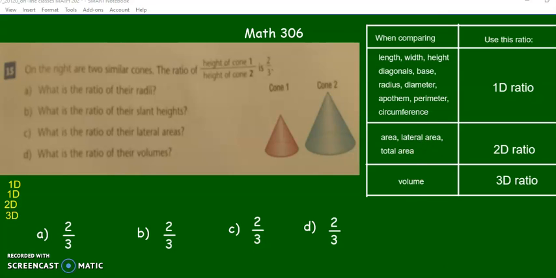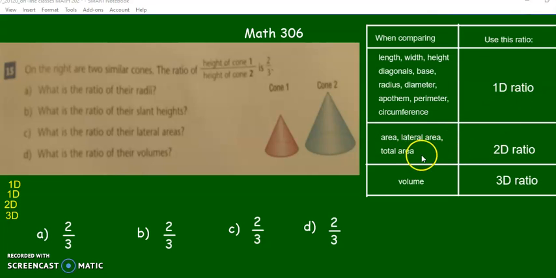Okay, to answer this question, I made this little table here. So when you're comparing these things, these are all one-dimensional things: length, width, height, diagonals of a base, radius, diameter, apothem, perimeter. These are all 1D measurements. So you would use the 1D ratio to compare them.